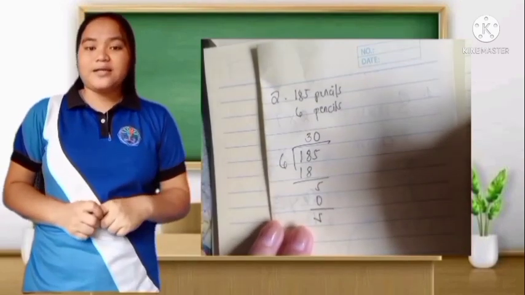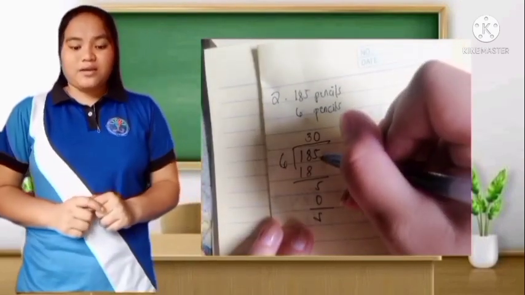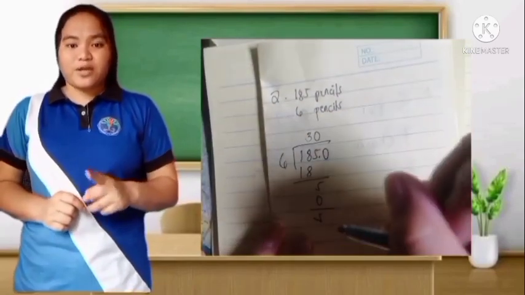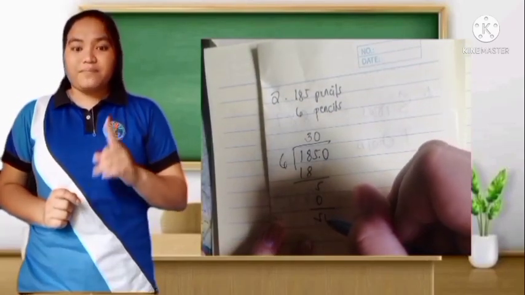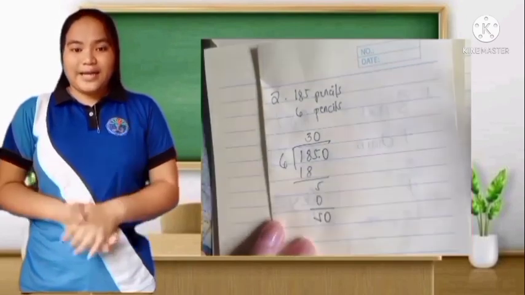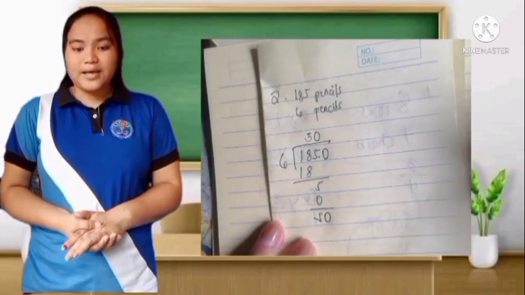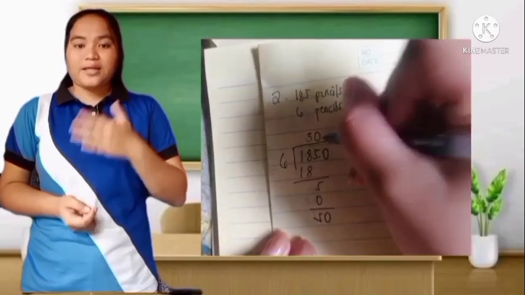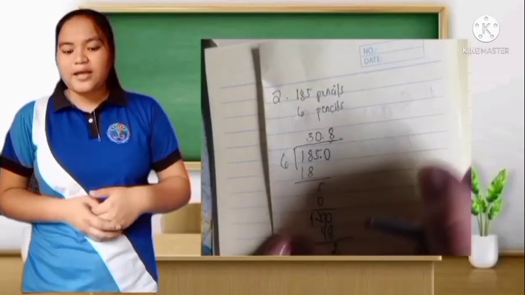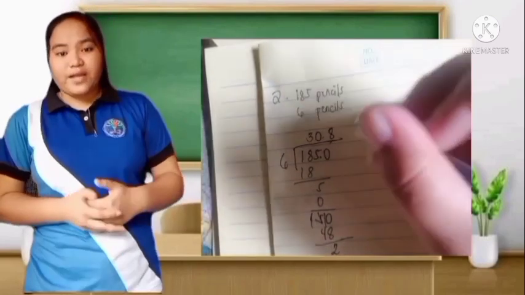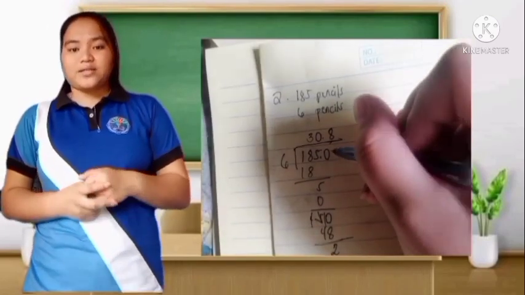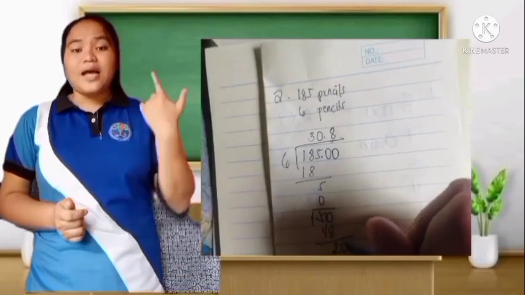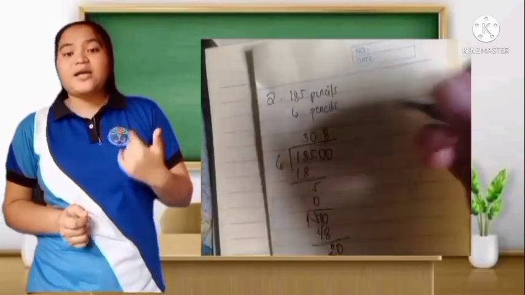Mag-add po tayo ng isang 0 sa ating pinag-divide. So, 185.0 na po ang kalalabasan. So, bibring down po natin yung nilagay natin na 0. So, ang magiging sagot po is 8. And 8 times 6 equals 48. So, 50 minus 48 equals 2. And, bakit po naging 20? Nag-add na naman po tayo ng isang 0.